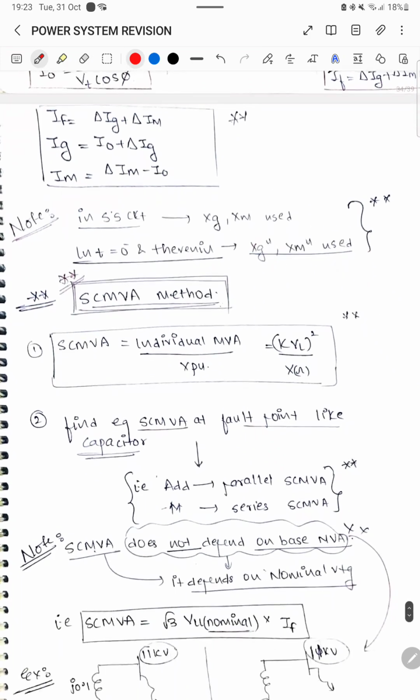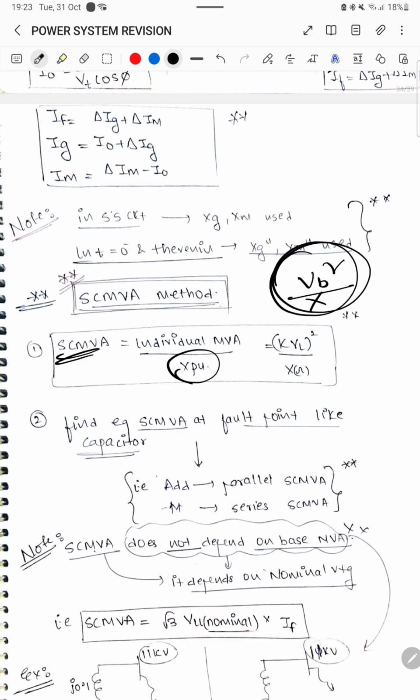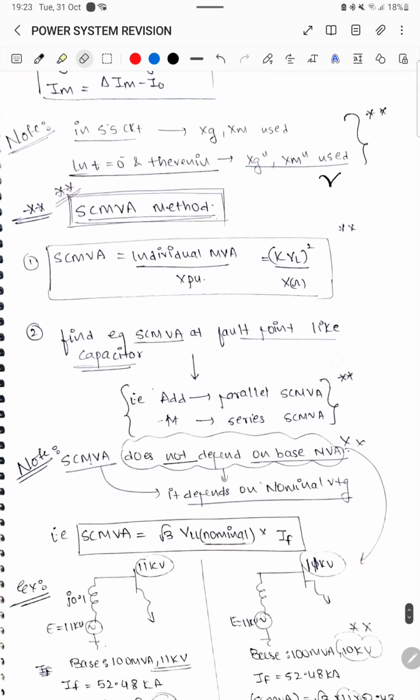SCMVA method. SCMVA doesn't depend upon base value at all. You need to find out individual MVA upon X per unit, okay. If it is given in per unit, X is known. If not, then SCMVA is nothing but VB whole square upon X of that particular transmission line, okay. That is the SCMVA concept. Then how would you calculate the net SCMVA?